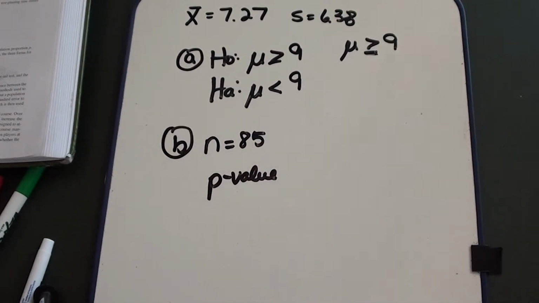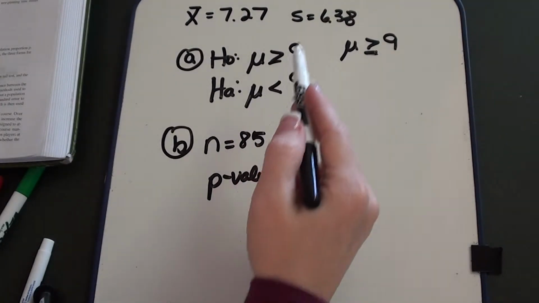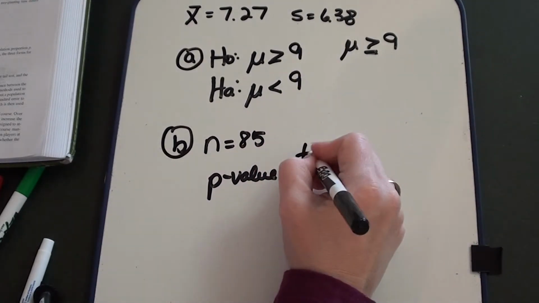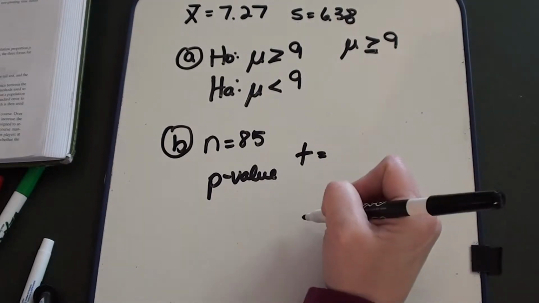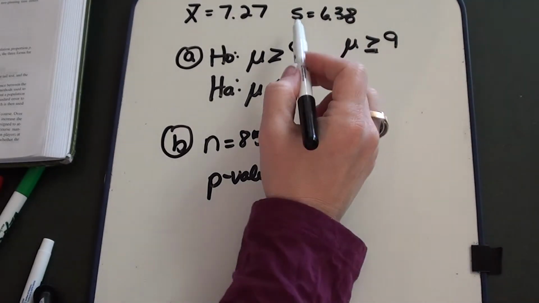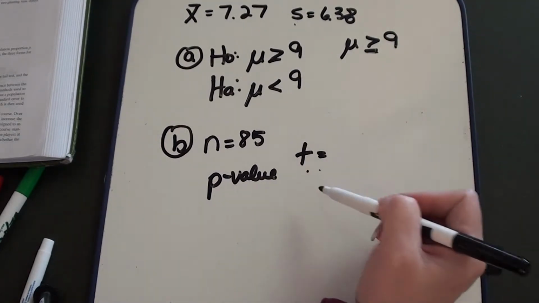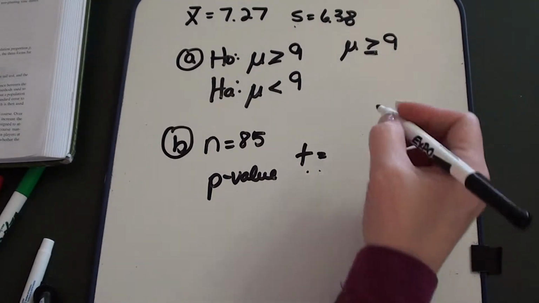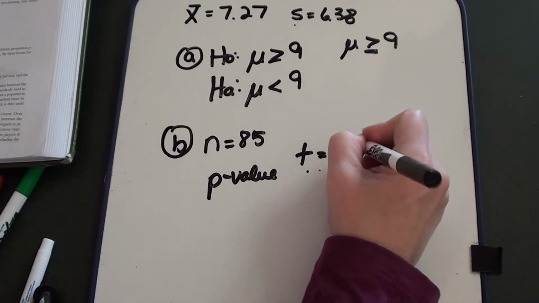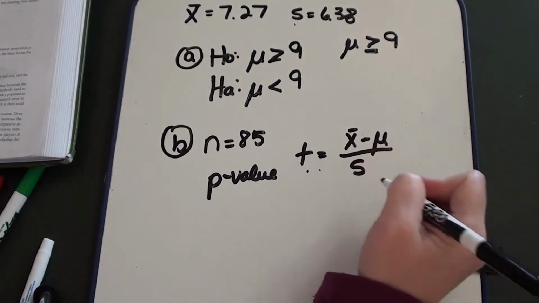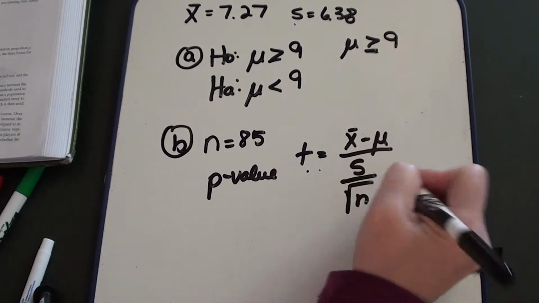So, first of all, in order to get the p-value, we have to calculate the test statistic. And we know that because we are hypothesizing about the mean and we're using a sample standard deviation instead of a population standard deviation, we're going to use a t-value to calculate the p-value. If this had been population standard deviation, then we would have used a z. But since we're using sample standard deviation, we use a t-value. And the formula is very similar. It is t equals the sample mean minus the population mean divided by the sample standard deviation divided by the square root of the sample size.